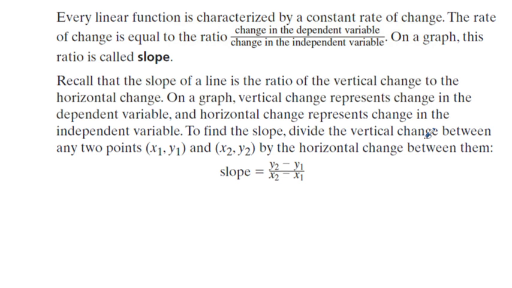To find the slope, divide the vertical change between any 2 points, x1, y1, and x2, y2, by the horizontal change between them. Here we have the slope equation. Sometimes you'll see this called M, standing for slope.